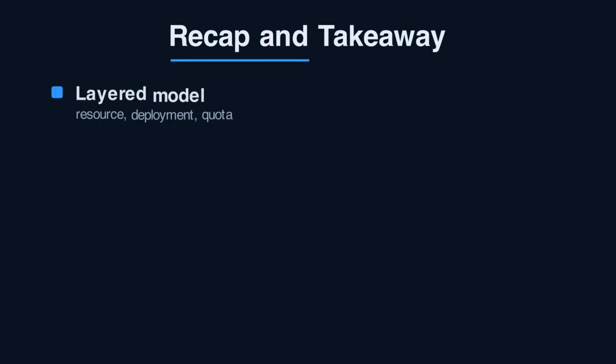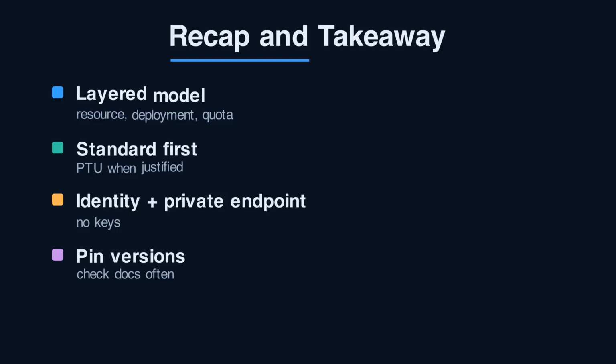Quick recap. The resource is your regional security boundary. The deployment is a named, version-pinned model with its own token per minute quota, and your app always calls the deployment name. Choose standard first, measure, then move to provisioned throughput only when traffic justifies it. Secure with managed identity and a private endpoint, and design your client for 429s from day one. Your one concrete takeaway: pin the model version on every deployment because an unpinned model can change behavior under you without warning. And since regions, models, and pricing shift constantly, always confirm the current Azure docs before you commit. Build it, verify it, ship it.